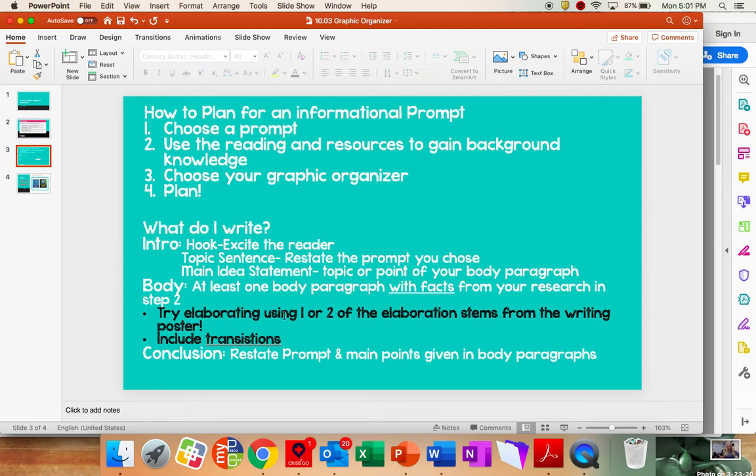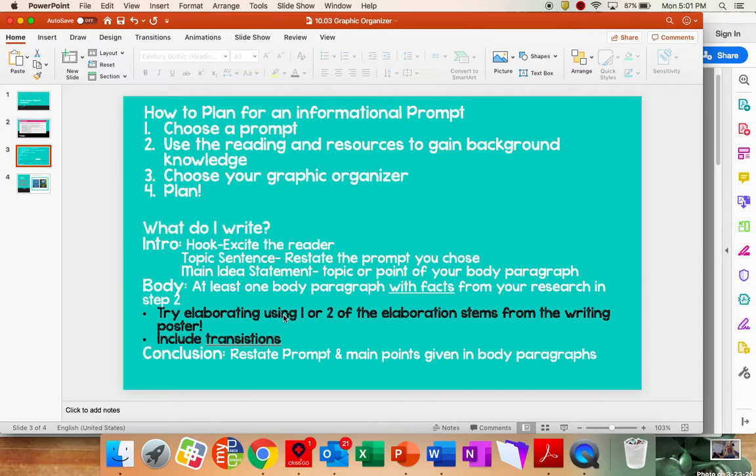In our body, we should have at least one body paragraph, like I was saying. It needs to have facts from your research. I underline facts because that's the important part. That's how we know you're writing an informational essay, because you're giving us facts. You're teaching us something. So please make sure you're adding those facts into your body paragraph.